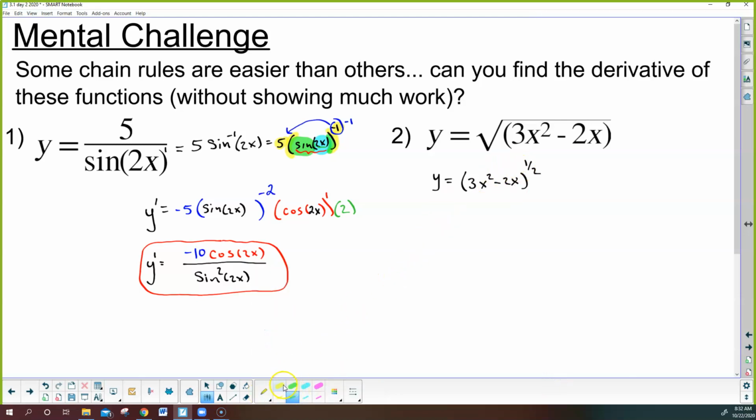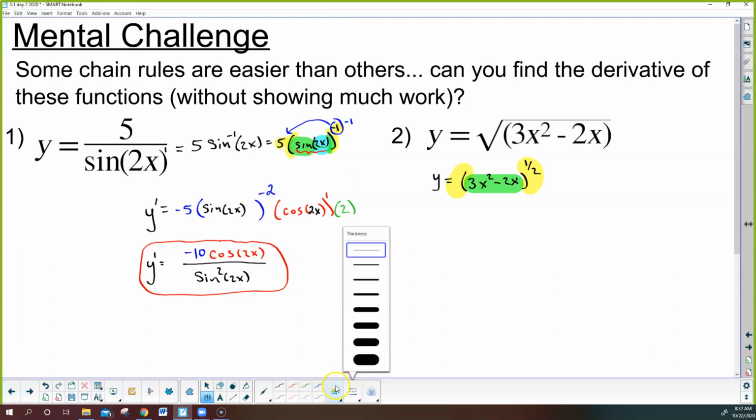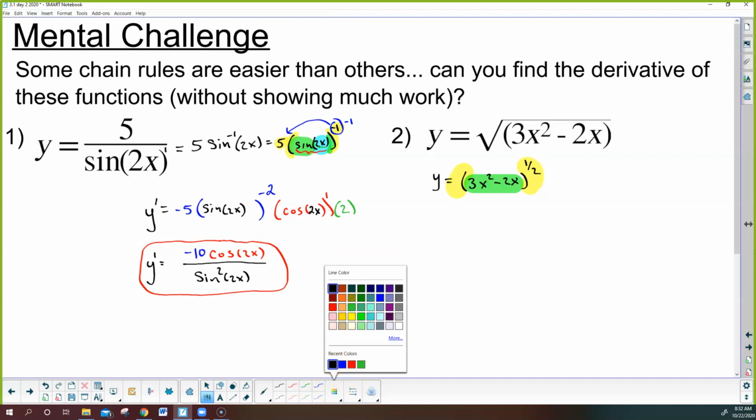Inside outside function. What is my outside function? That's the 1/2. And then the inside function is just the polynomial. So this is a single chain rule that is actually quite friendly.